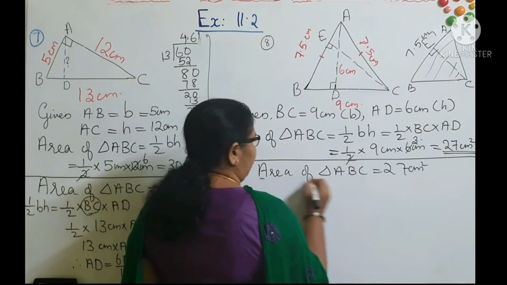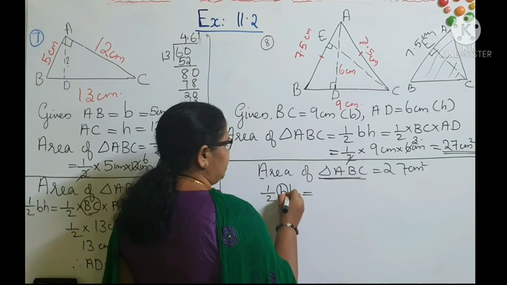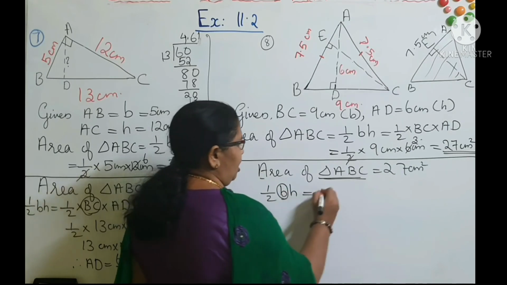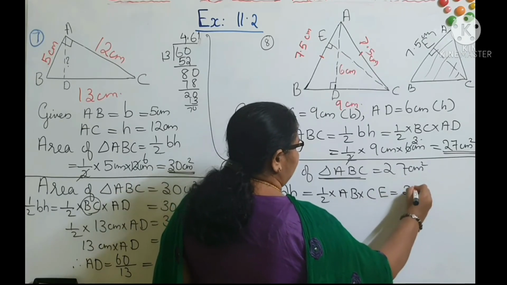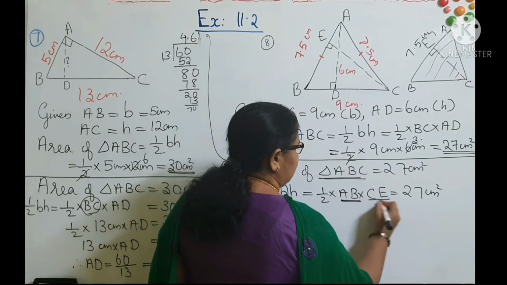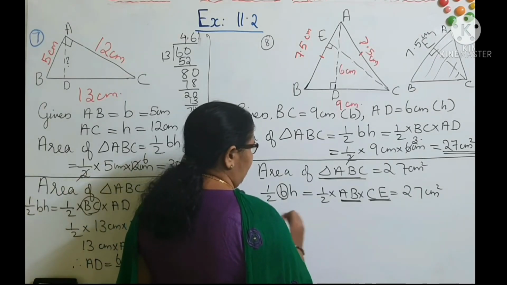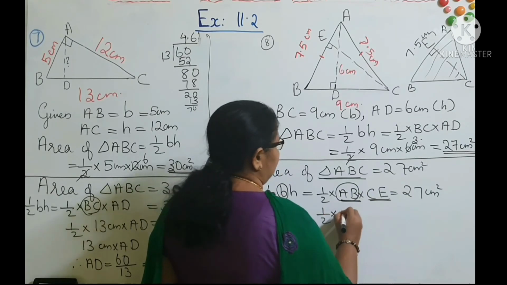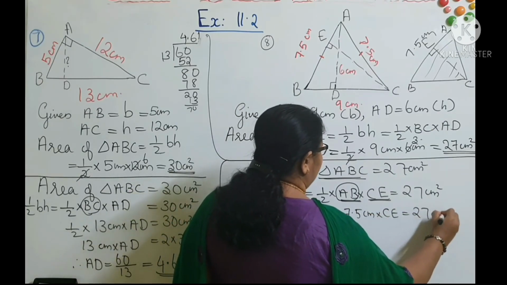Area of triangle ABC is half BH, and that is equal to, here the base is AB. We need to find the height to AB. So half into AB into CE is equal to the area, 27 centimeter square. CE is the height to AB. And we know the value of AB. Half into AB, 7.5 centimeter, into CE is equal to 27 centimeter square.